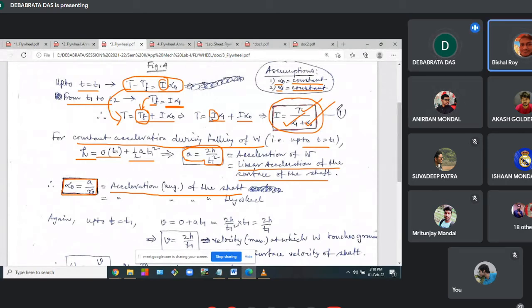So in expression 1, we know now alpha 1. Alpha naught we can find out. So H is given, T1 is given, we can find out A. Once you find out A, then alpha naught can be obtained. Clear? Next job is to find out alpha 1. That is the angular retardation.